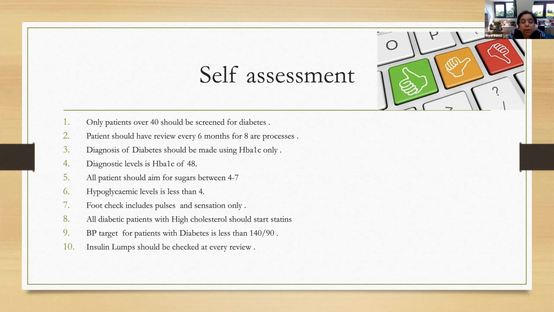Diagnostic level is over 48. That is true, and that's what we discussed. Over 7, over 11.1, and over 48 are the diagnostic levels for diabetes.